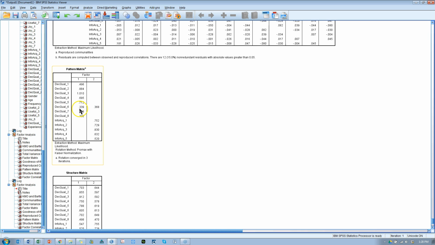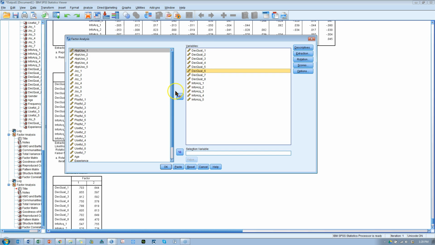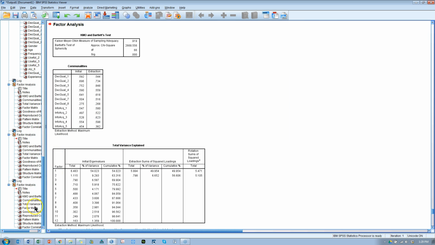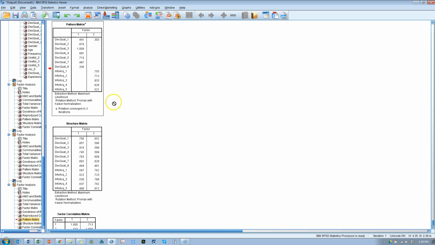But you can see there are some issues. Decision quality 6 is loading almost equally on both sides. That is the first one I would delete. So let's do that. Factor analysis again. Decision quality 6, sayonara. Okay, run it again. Jump down to the pattern matrix. Decision quality 1, loading on both sides. Hey, look at these loadings though. Ooh, those are looking better.